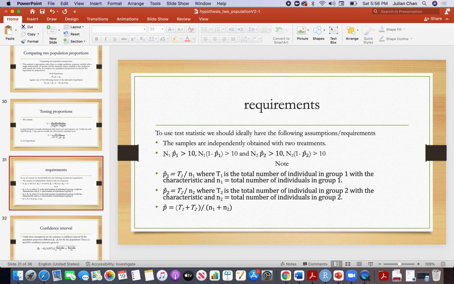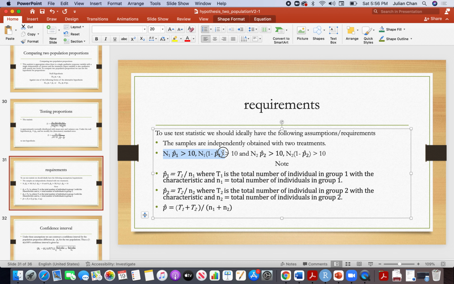We also need a sufficient sample size, so both n1 times p1 needs to be greater than 10, and n1 times (1 minus p1) should be bigger than 10. And the same holds for the other group, group 2.